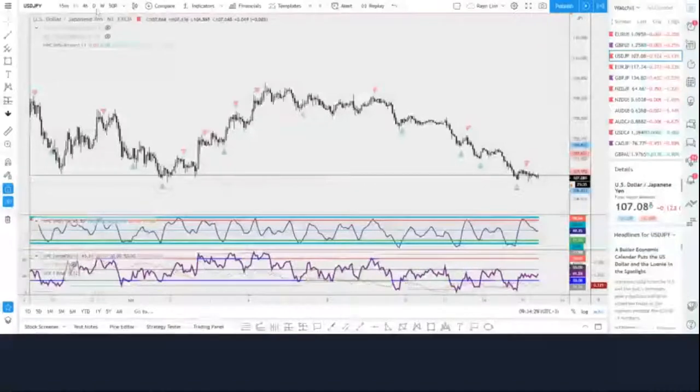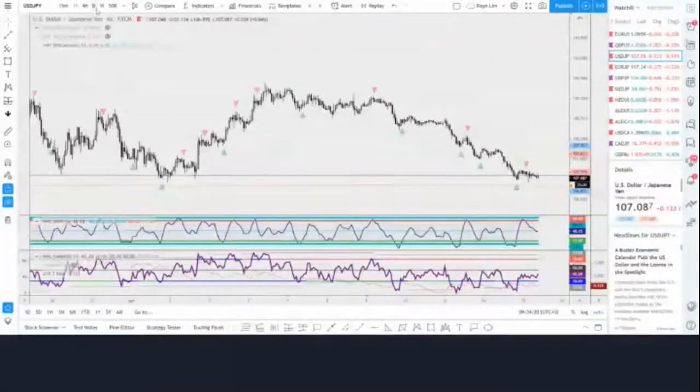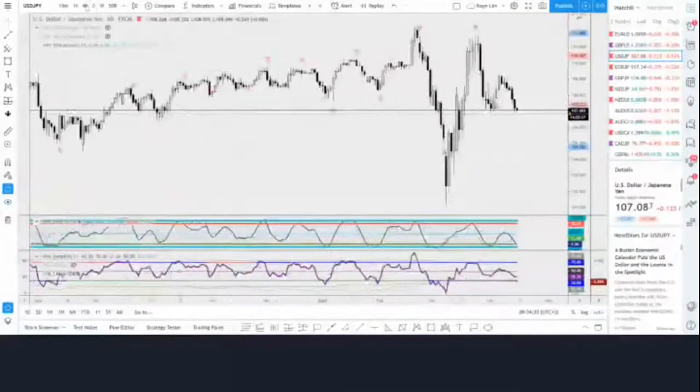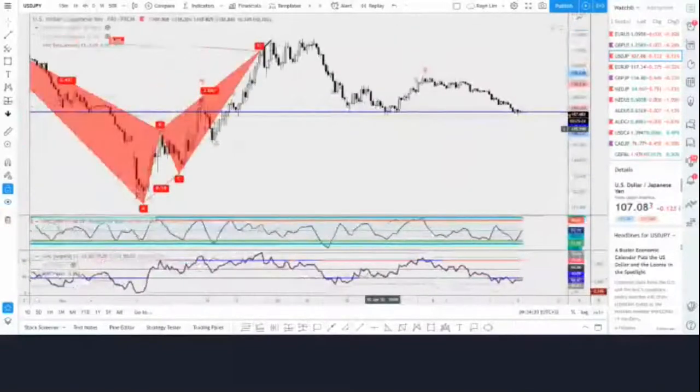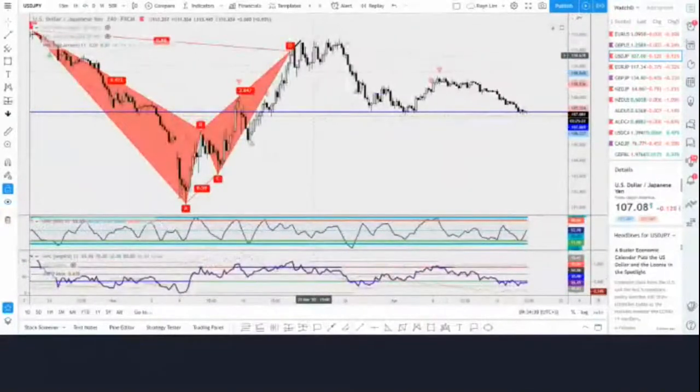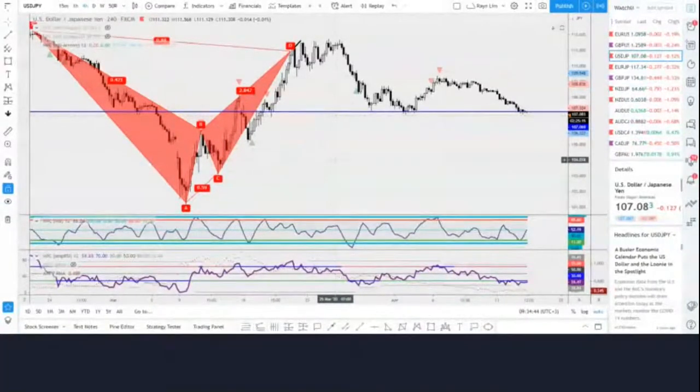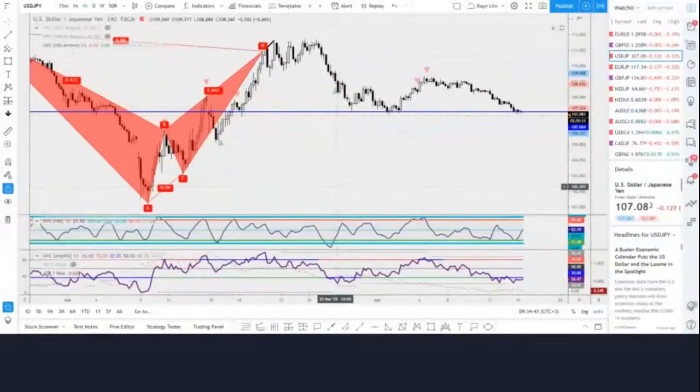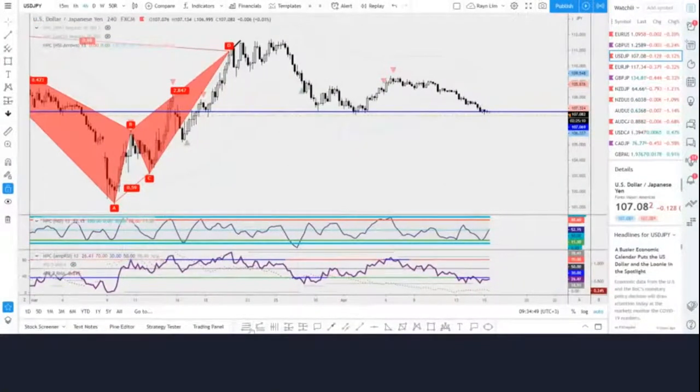Okay, back to the daily chart. Let me share with you my analysis. Daily chart, no trading opportunity based on my trading rules. On the 4 hour chart, this bearish Bat pattern stands. In fact, there is another pattern that actually starts to form. Have you spotted it?